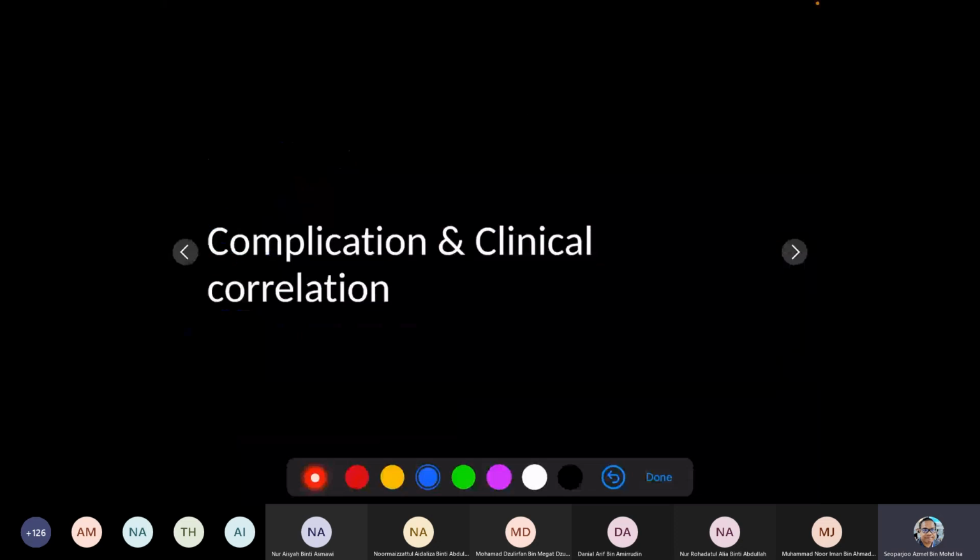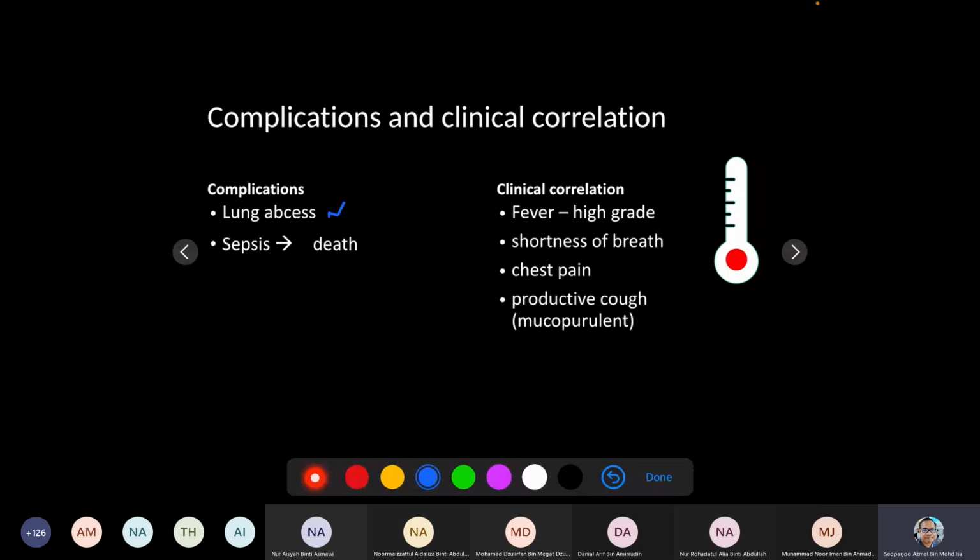Next, the complications and clinical correlation for pneumonia. Complications, of course, if the pneumonia is not settled, can become lung abscess or sometimes sepsis, and the patient will die due to sepsis.